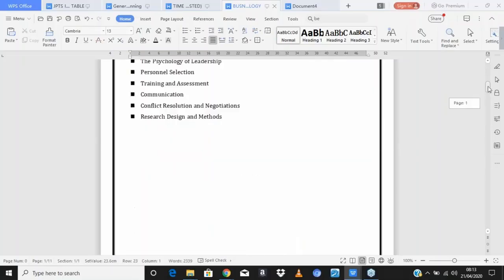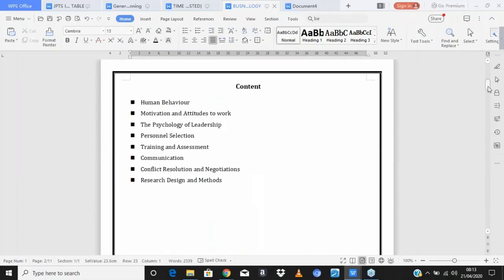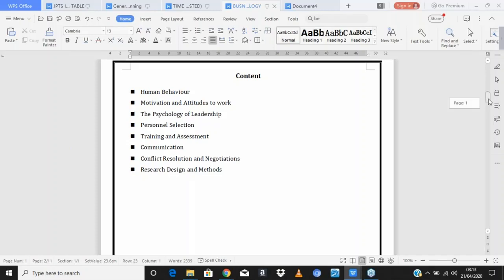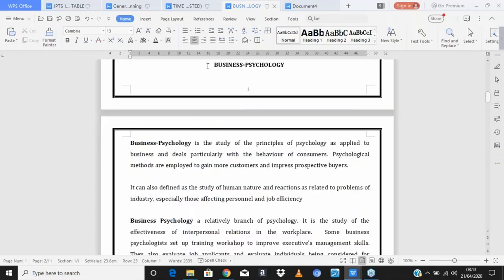We are going to be looking at several topics. We're going to be looking at human behavior. We'll look at motivation and attitude to work. We'll look at the psychology of leadership. We'll look at personnel selection, training and assessment. We're going to look at communication, conflict resolution, research design, and all others as we proceed. So as I said earlier on, the topic is business psychology, and I welcome everyone.